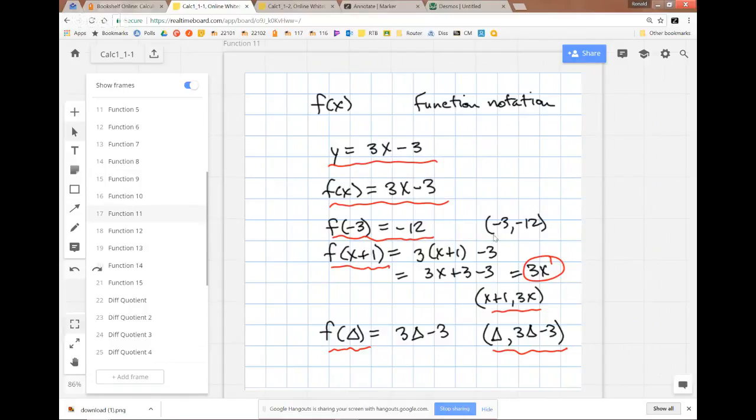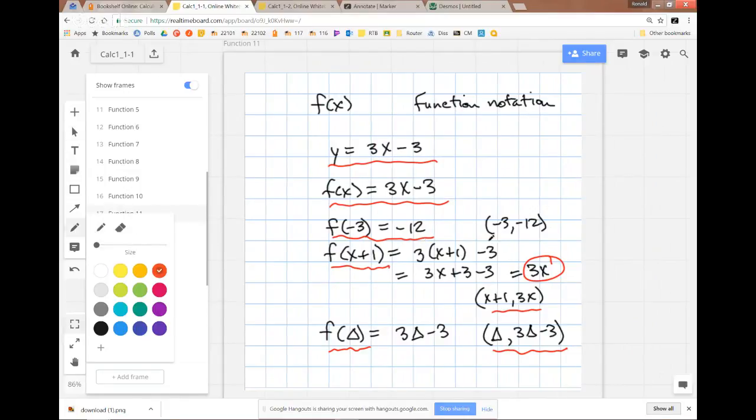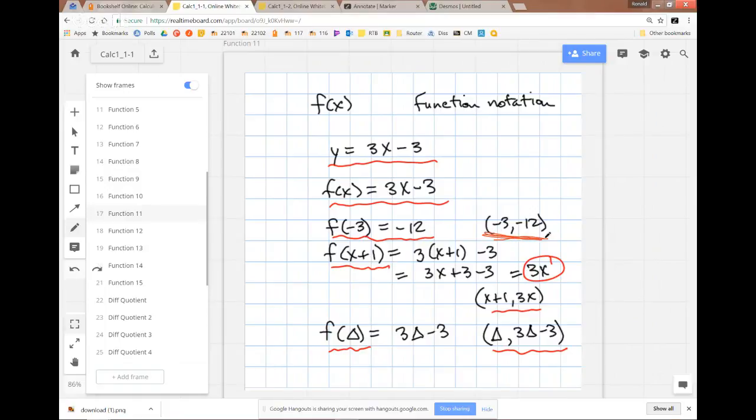That relates to this right here, this ordered pair. When you plug in a -3, out comes a -12. What's f of x plus 1? Plug in an x plus 1. So we do that. Simplify, and you wind up with a 3x. So maybe an unusual ordered pair, but this one right here, x plus 1, comma 3x, literally represents, hey, when you plug in an x plus 1, out comes a 3x.